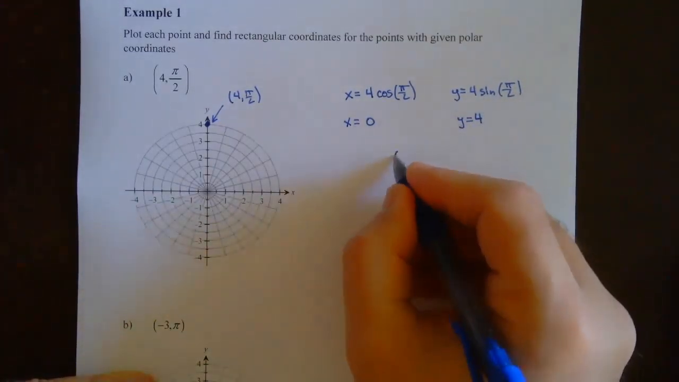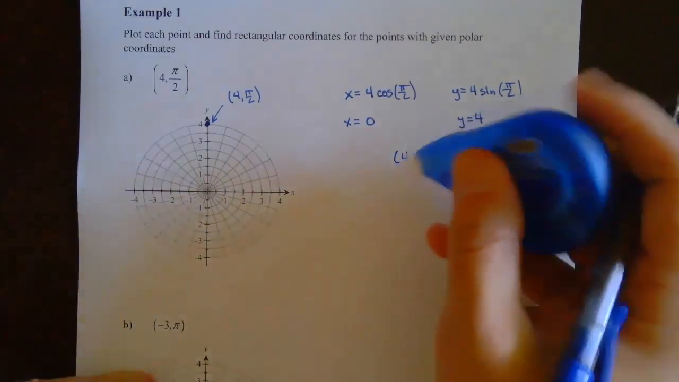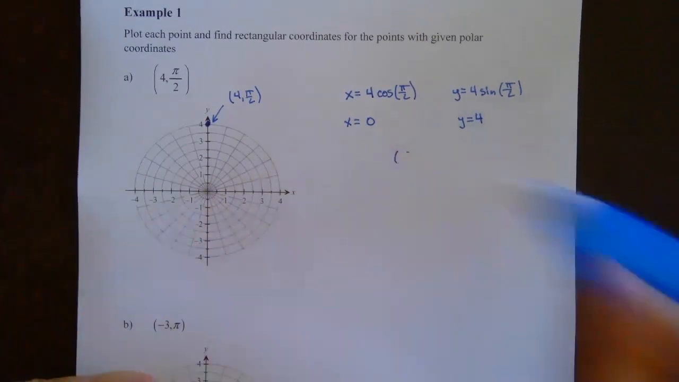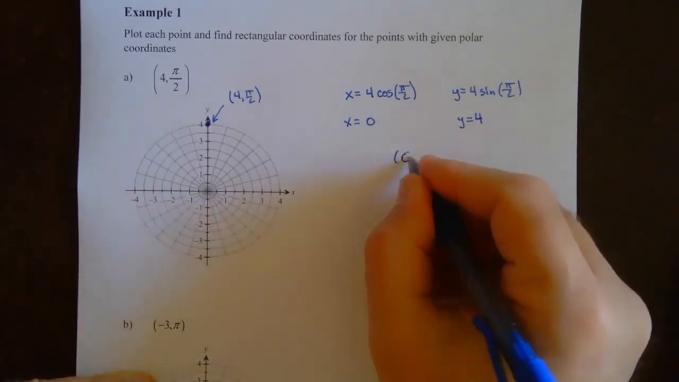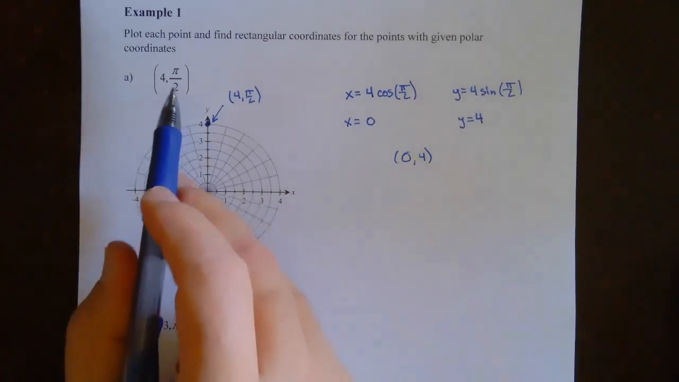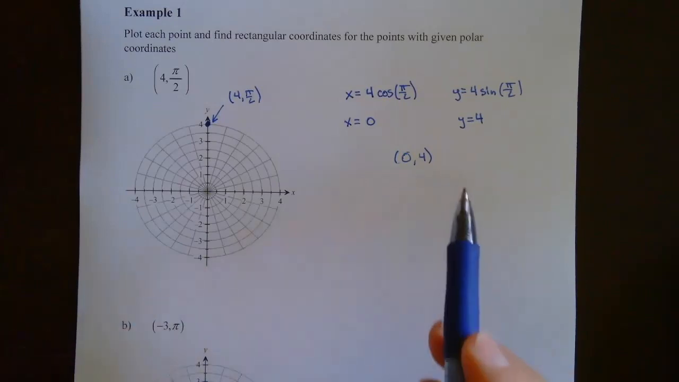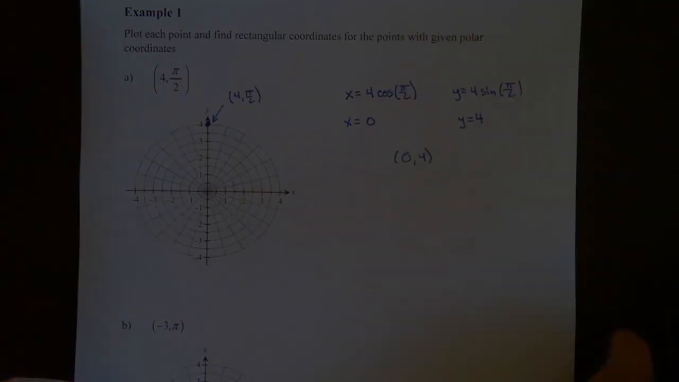So I'm going to write 4 comma 0. It's not 4 comma 0, because our x is 0. It's 0 comma 4. So 4 comma pi over 2 in polar coordinates is 0 comma 4 in rectangular coordinates. Okay, all right, let's go to the next part.